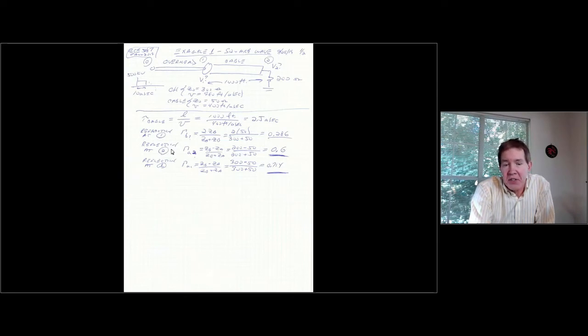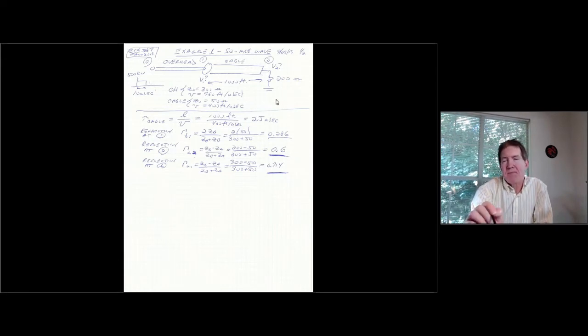I'm going to get a reflection at 2, and this is going to be gamma A2, which is ZB minus ZA over ZB plus ZA. So it's 200 ohms minus 50 over 200 plus 50, which is 0.6. And the thing you ought to be thinking about is, what would be the worst case? The worst case in this case would be when this is an open circuit, because that would give me a reflection coefficient of 1.